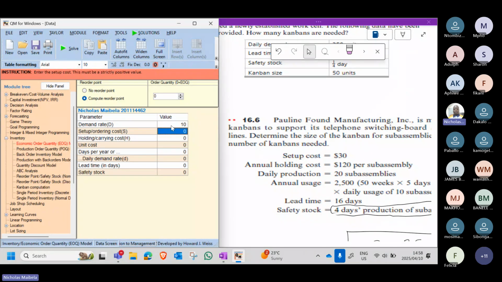Next, setup ordering cost. You see, setup and ordering cost is the same thing. So keep that in mind. At least now I've confirmed it. Carrying cost and holding cost is the same thing. Where is our holding cost? 120. Our unit cost, we don't have unit cost. Daily demand. Okay, so this is 10. So that one is our annual, probably. Annual, 2500.